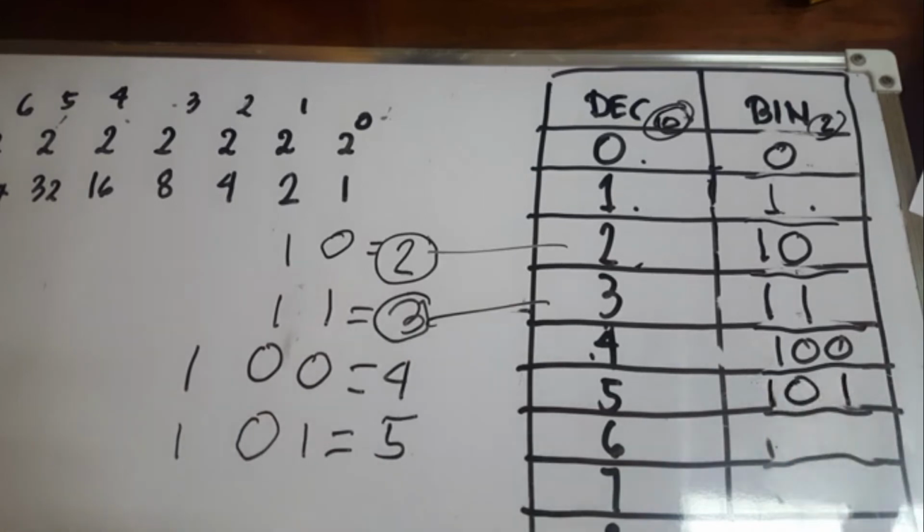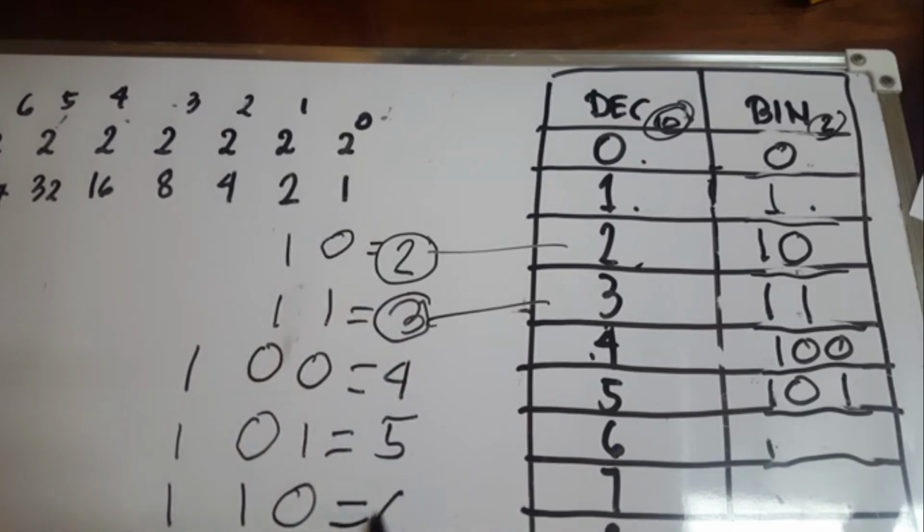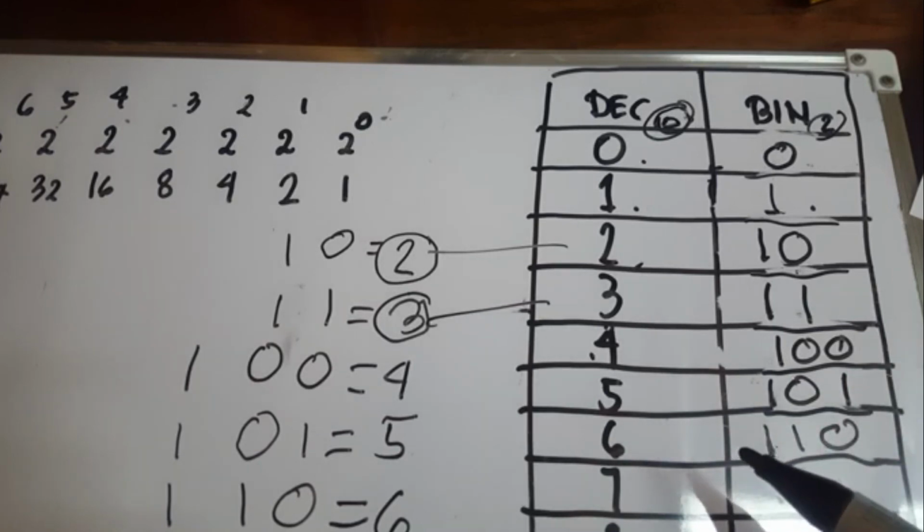Now how about 6? Since 6 is a 3-bit number in binary, what we need to do is get the 4 and the 2, with 0 for the 1. So the value for this is 6. So it's 1, 1, 0. By the way, when we talk about binary, each digit corresponds to a bit, whereas in decimal it corresponds to a digit. So how about 7?